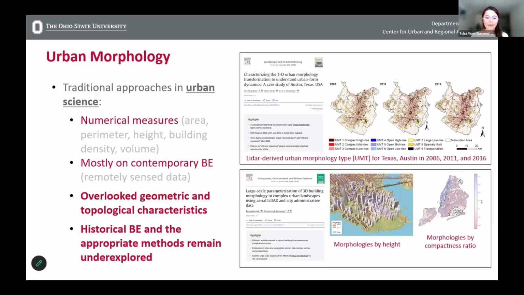We also realized that many studies have been using remotely sensed data to do 3D modeling of the contemporary built environment. Unfortunately, we just can't go back in time for more than half a century to collect the information from our historical built environment. So this makes our historical built environment and the appropriate methods to study them remain underexplored.